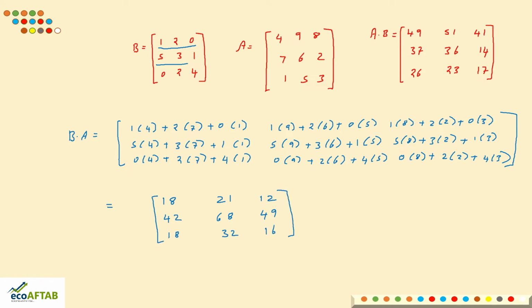So friends, you can see when we multiply A with B, we are getting this particular matrix. When we are multiplying B with A, we are getting this matrix. So we can say that A multiplication B is not equal to B multiplication A.